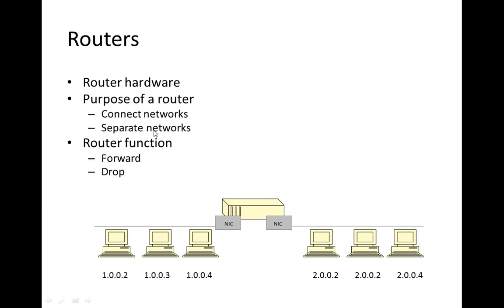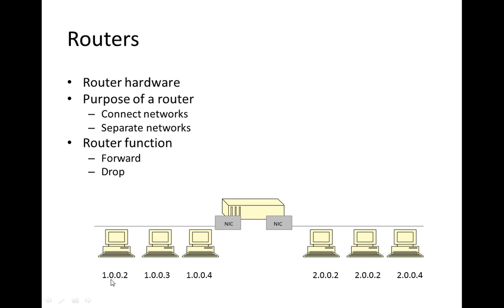The purpose of a router, you could say, is to connect networks, or you could say the purpose of a router is to separate networks. If workstation 1.0.0.2 were to send a packet to workstation 2.0.0.4, then when the packet hit the router, the router would push the packet through. In that respect, the router is used to connect networks.